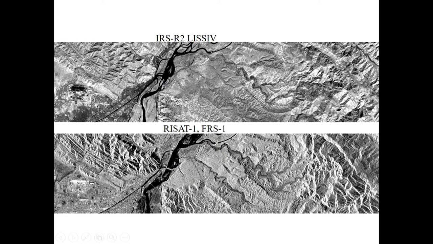Now I would like to suggest you to see this undulating terrain in the zoomed view of the main data set. Here one can see that the top image is of LISS-4 and the bottom image is of RISAT-1, FRS-1 mode data. Now the complete topography is not visible in the optical multispectral data set. The optical multispectral data set shows very little sensitivity towards the topographic variation or undulation. But in the SAR data set, the complete topography of the terrain is clearly visible.